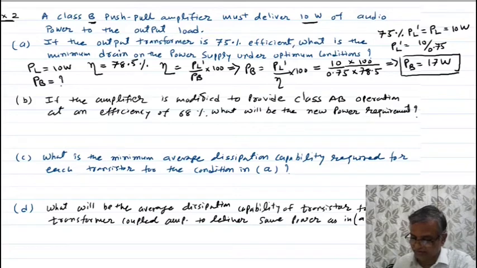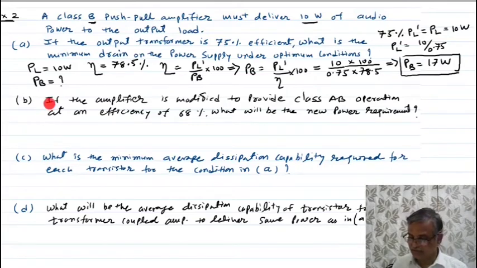Look here what I did. The 10 watt, PB they are asking you. Eta is 78.5%. Eta is PL dash upon PB into 100. So PB is the subject of the equation here. By putting the value of PL dash and eta here, I can get this answer.